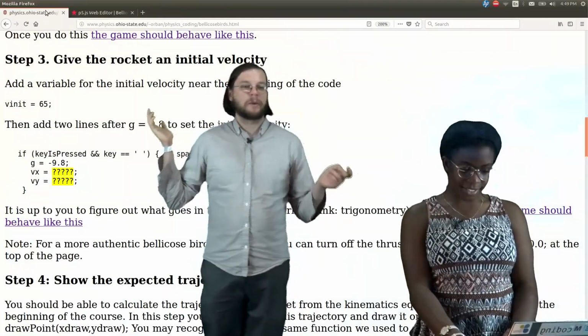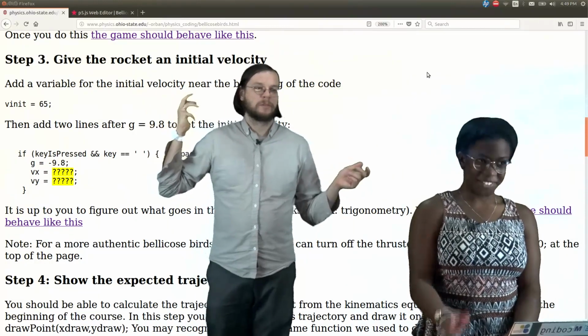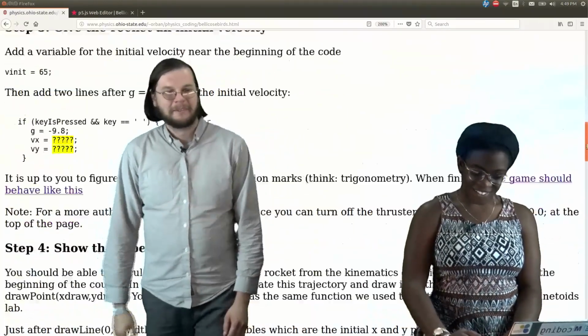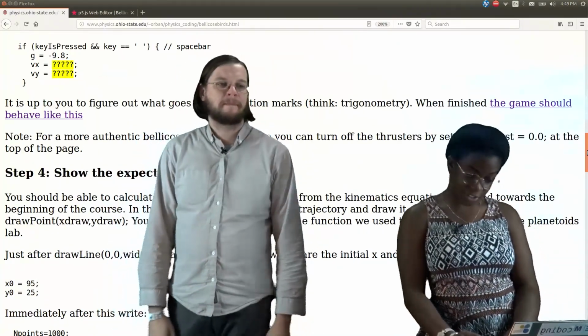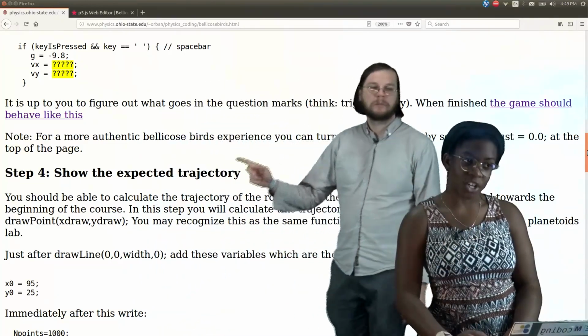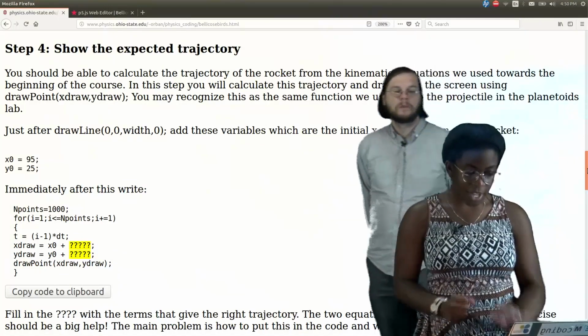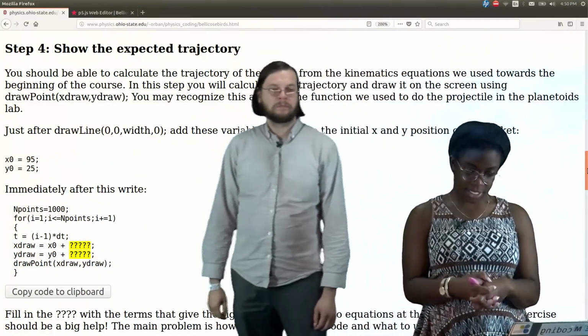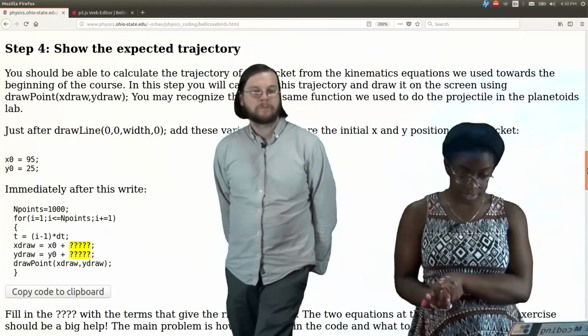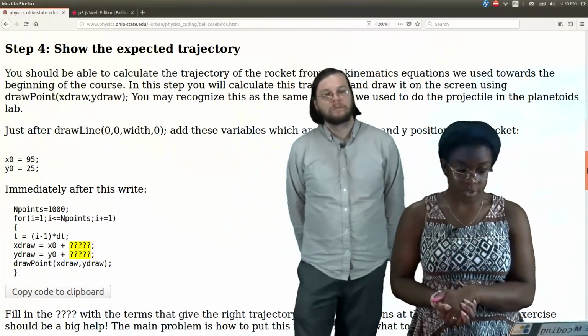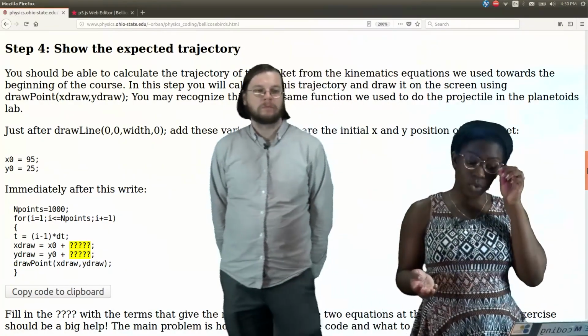What's the next step? I don't even remember what the next step is. I don't either. We're going to figure it out. Okay. So, step 4, show the expected trajectory, just like in Angry Birds. They like to tell us where the bird's going to go. To do this, we have to set our x initial equal to 95, and then our y initial equal to 25.